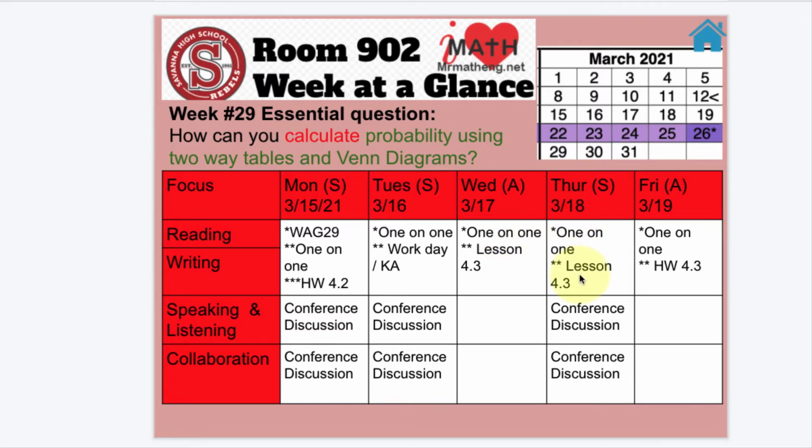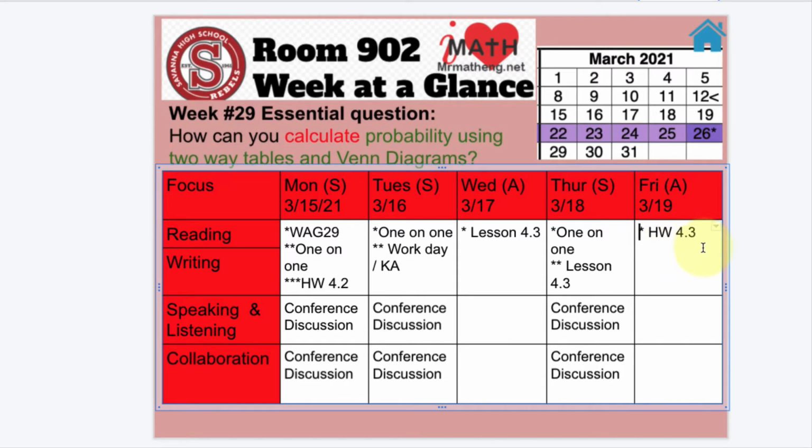Thursday in class, you can work on lesson 4.3. I'll be continuing those one-on-ones. Actually, we don't have one-on-ones on the asynchronous days. And then on Friday, which I don't see you guys, you can work on homework 4.3. Now, you kind of want to get all that work done. So maybe the motivation for you is if you get all of that work done, then, so again, this is week 29. Next week, you have spring break.